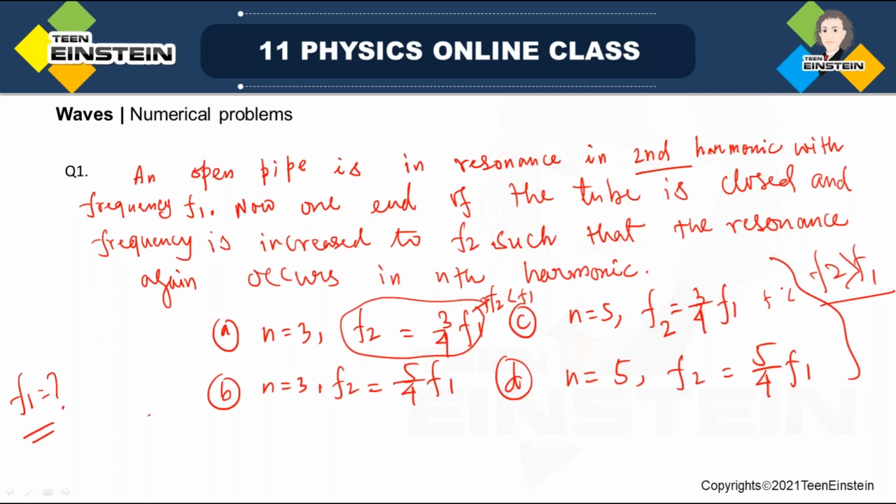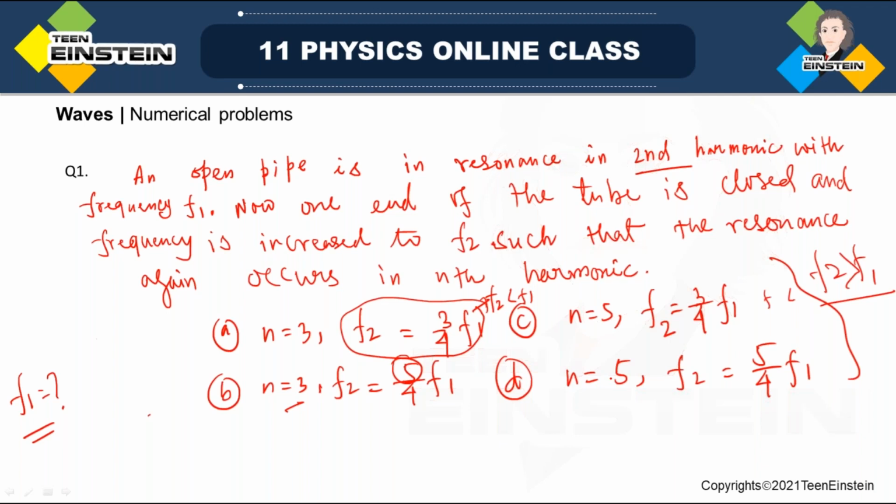Okay, now let us come to the conclusion. So n is equal to 3 if I put, and f2 is equal to 5 by 4 f1, and again n is equal to 5. So here n is equal to 3, it would never give this factor 5. So if it is 3, then you'll get 3 only here.